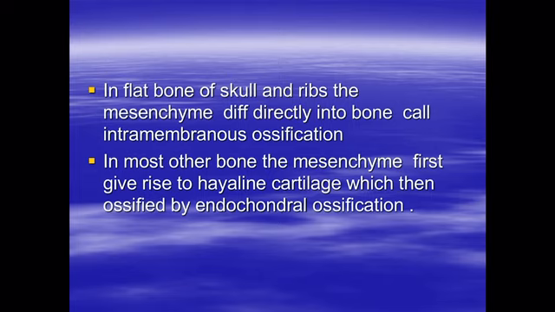We have intramembranous ossification, and this is intramembranous, and we have endochondral ossification. Intramembranous ossification occurs in the flat bones of the skull and the ribs, while endochondral ossification occurs in long bones.